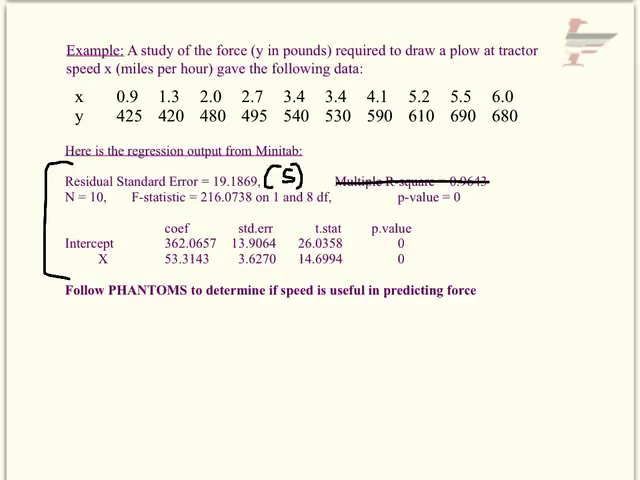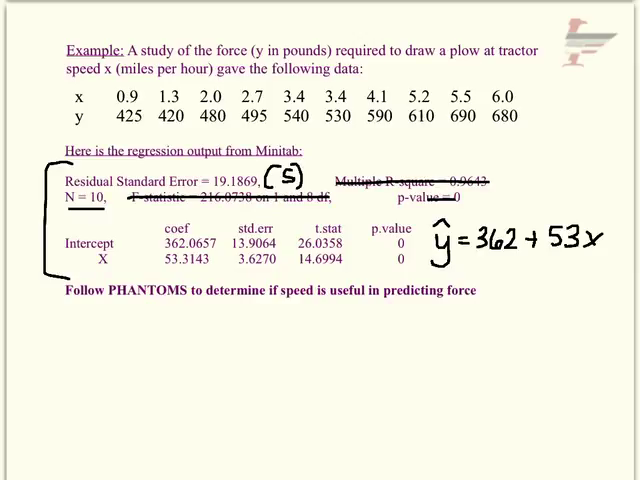Multiple R squared, you don't need to know that. N equals 10 just tells you have 10 data points. The F statistic you won't have to know. Down here you have your intercept and the coefficient of that, so that's your y-intercept. Then you have x and the coefficient of that, so there's your slope. I'm just going to jot down my prediction equation, since I know that, and I'm going to round here to squeeze it in.